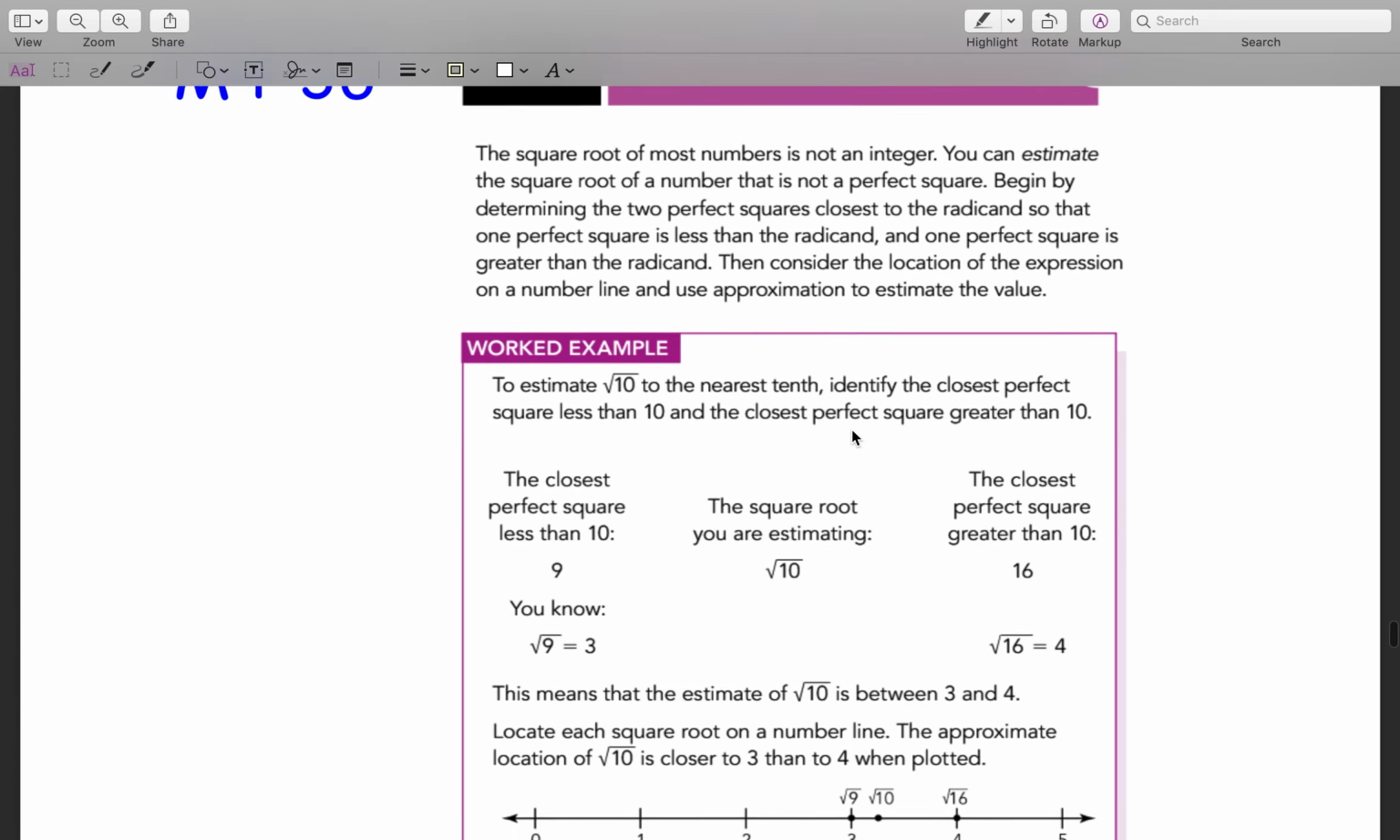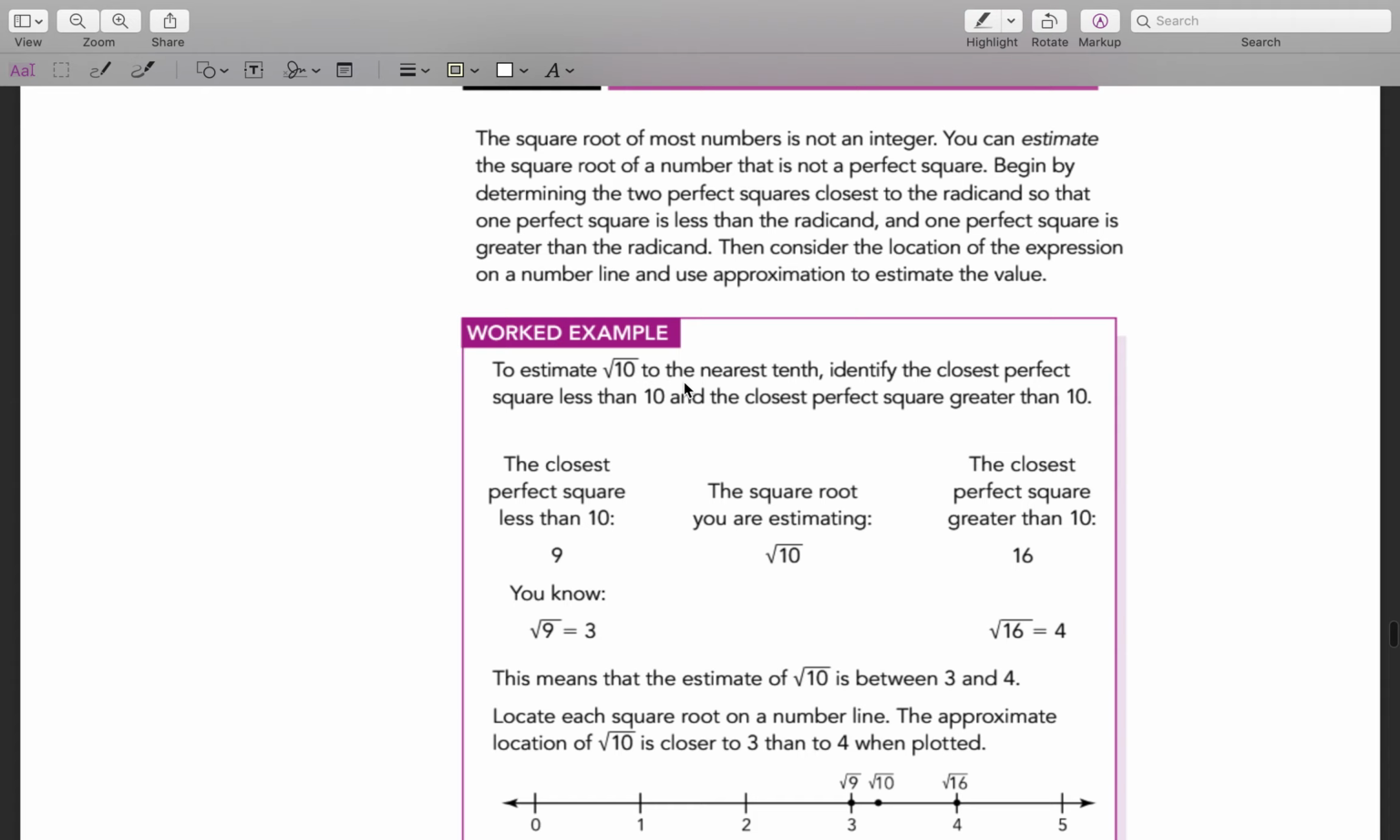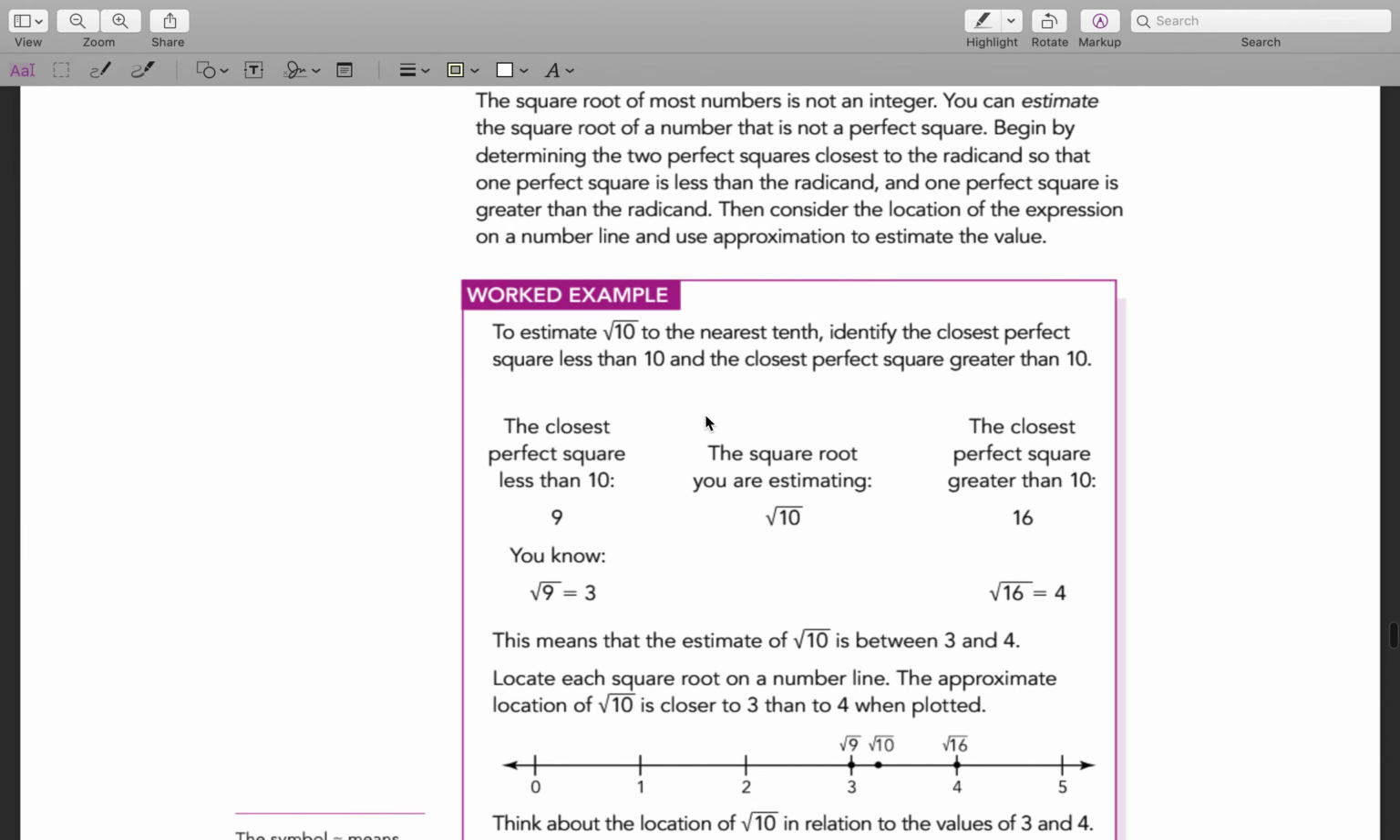So let's see this example. To estimate radical 10 to the nearest tenth, identify the closest perfect square that's less than 10 and the closest perfect square that's greater than 10. So your first task is to put this right here in the middle. So this is your first step. Radical 10, you put that here. Now the closest perfect square less than 10 would be 9, right? Because we know that 9 is a perfect square that's closest and less than 10. Because we know the square root of 9 is equal to 3.